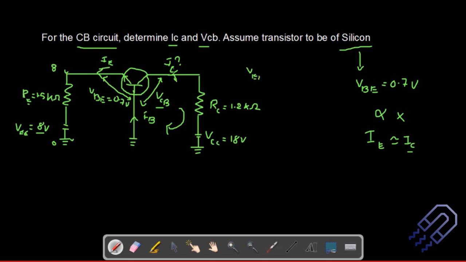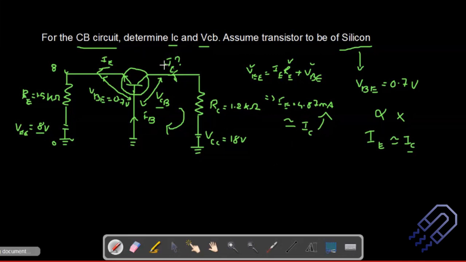VEE is equal to IE RE plus VBE. So you know what is VBE, you know what is VEE, it's already given. You know what is RE, it's already there. Just need to find out IE. If you just use this formula, you are going to get your IE equal to 4.87 milliamps, which is equivalent to IC. So that's the answer.